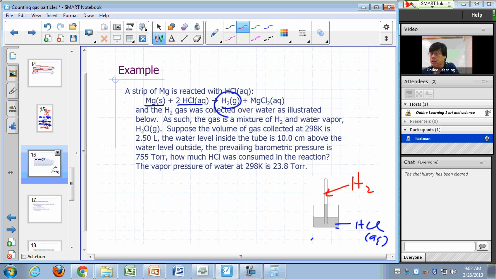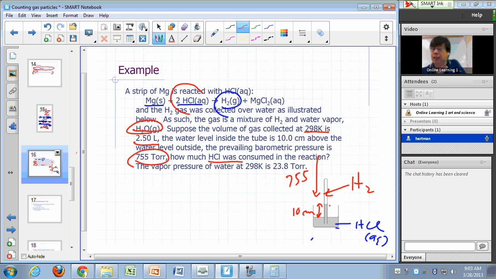But that H2 is wet. It's got water vapor in it because it's collected over water. So suppose the volume of the gas collected at room temperature is 2.5 liters. And the water level inside the tube, let's say, is 10 centimeters above the water level outside. So you need to know the pressure of that column of water. And the prevailing barometric pressure is 755 torr. So you have a pressure of 755 torr on the outside from the atmosphere. What's the question here? How much HCl was consumed in this reaction?